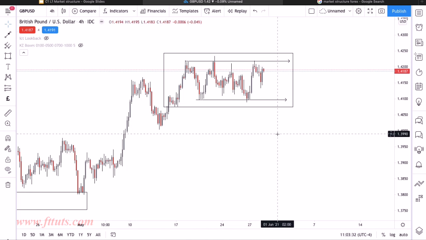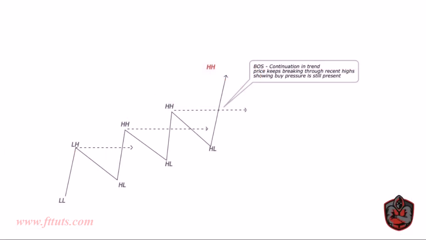Once I get that break of structure, that's when I start to look for buy or sell opportunities. Trend reversals. Now I'll be taking you guys through break of structures with signals towards a continuation in trend. As you can see right over here, price is clearly printing higher highs and higher lows.